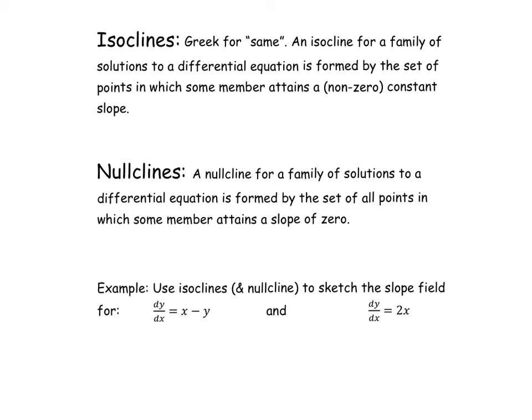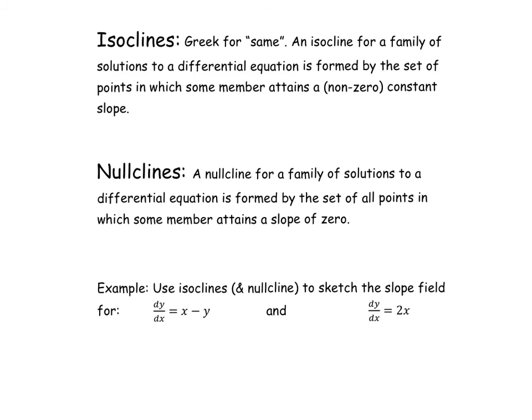Okay, so drawing slope fields is all well and good. It can get annoying when you're doing small calculations with 1 minus a negative 1, and then you screw something up, right? So the Greeks had a word for same called isocline. An isocline for a family of solutions to a differential equation is formed by the set of points in which some member attains a non-zero constant slope. I'll explain below. A nullcline for a family of solutions to a differential equation is formed by the set of all points in which some member attains a slope of 0.